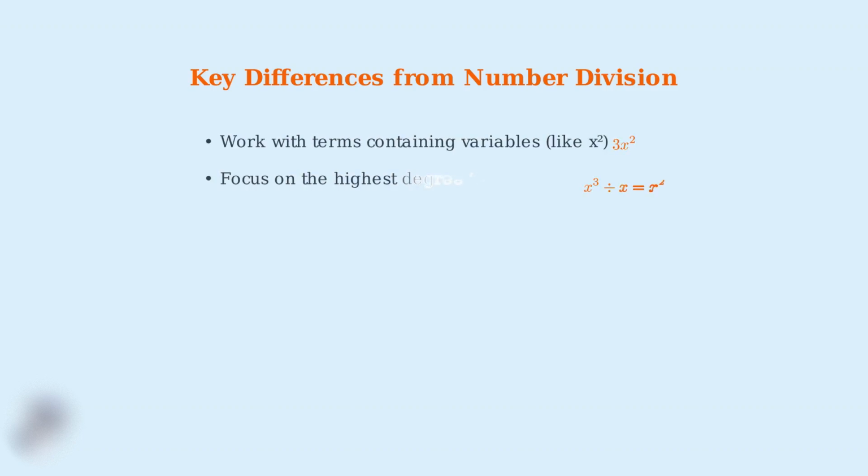While the process is similar to number division, there are three key differences when working with polynomials. First, instead of single digits, we work with terms that contain variables and exponents. Second, we always focus on the highest degree terms first. And third, instead of subtracting single numbers, we subtract entire polynomial expressions.